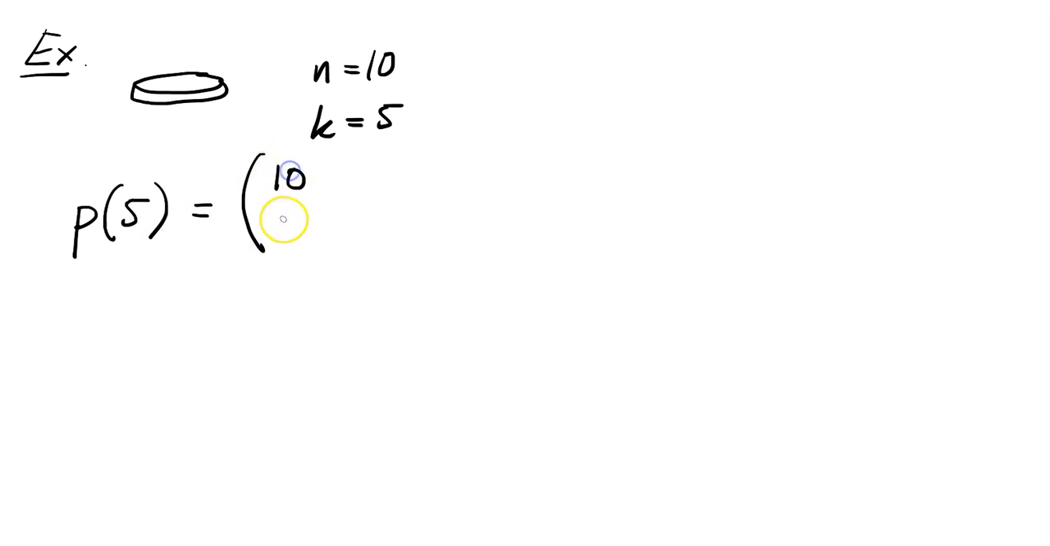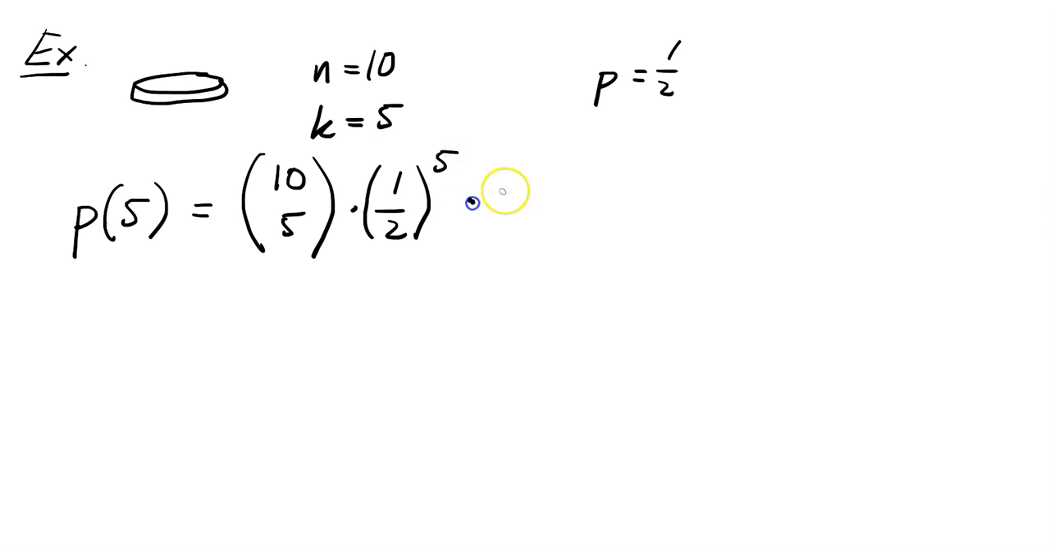So you have 10 over 5. So this is just the formula we had here. And then it's p. What's p? p is the probability of getting heads in each of the tries. And that's just 1/2. So here we have 1/2. And that should be, according to the formula, raised to the power of k, that is 5. And then according to the formula we should have 1 minus p, and that's 1 minus 1/2, raised to the power of n minus k, and that's 10 minus 5. So this is just the formula on the last page.